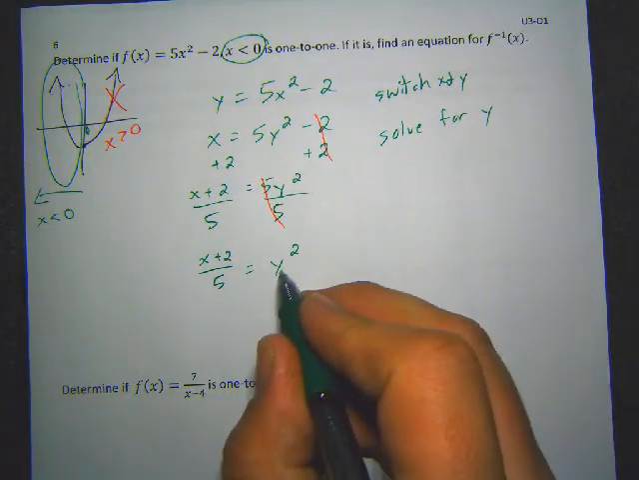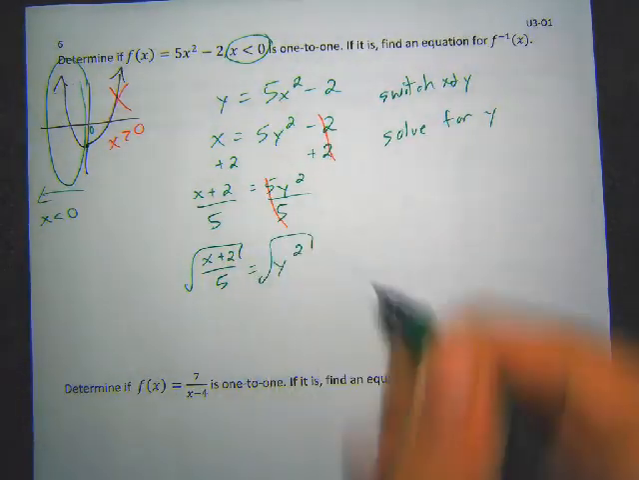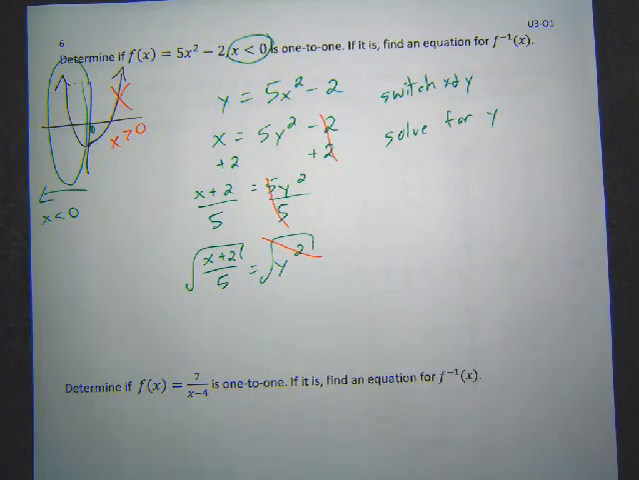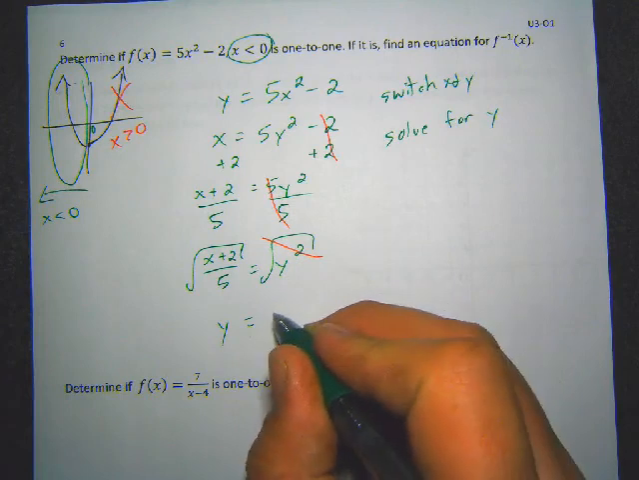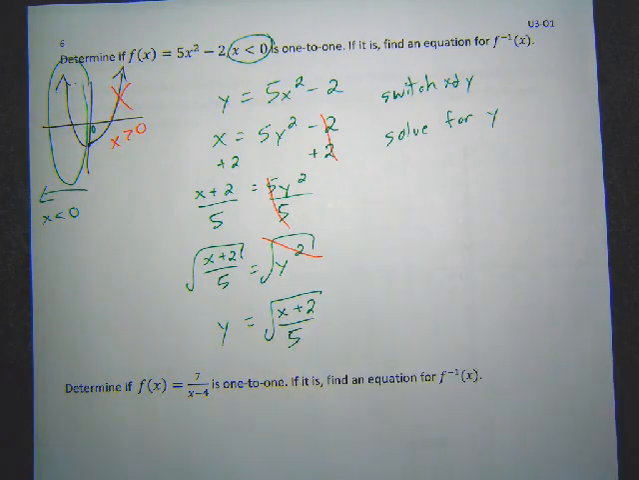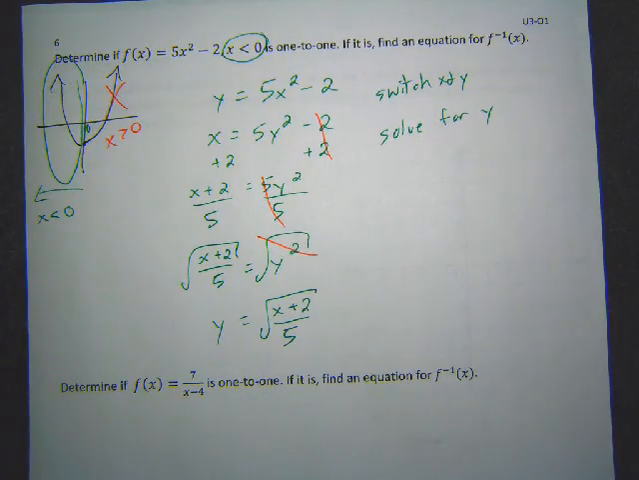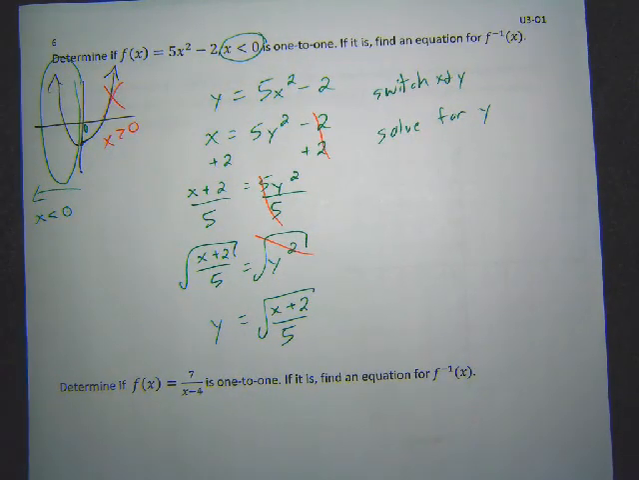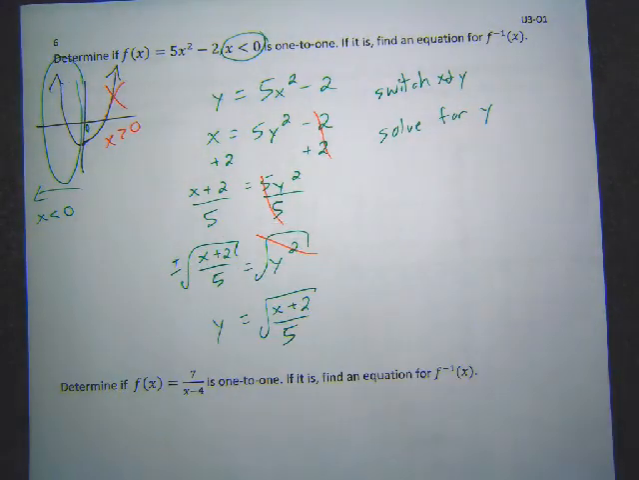Then we can take that and square root both sides. So we're going to square root this side, square root that side, square root of both sides. And so we get y equals the square root of x plus 2 over 5. But hopefully you remembered, when you use the square root property and square root both sides, you cannot forget to put in your plus or minus. So when we did this step, we should have actually put a plus or minus here.